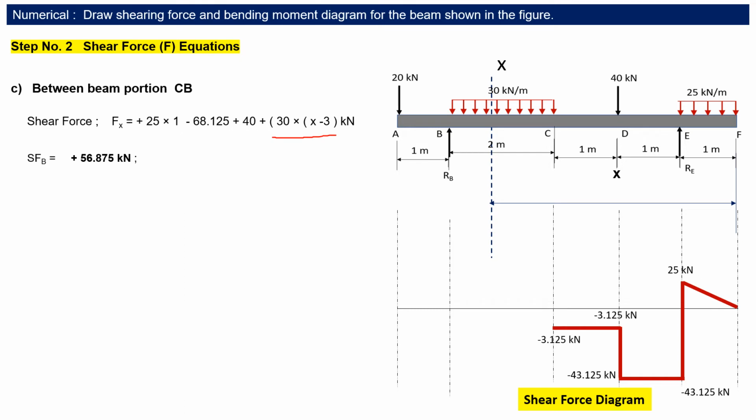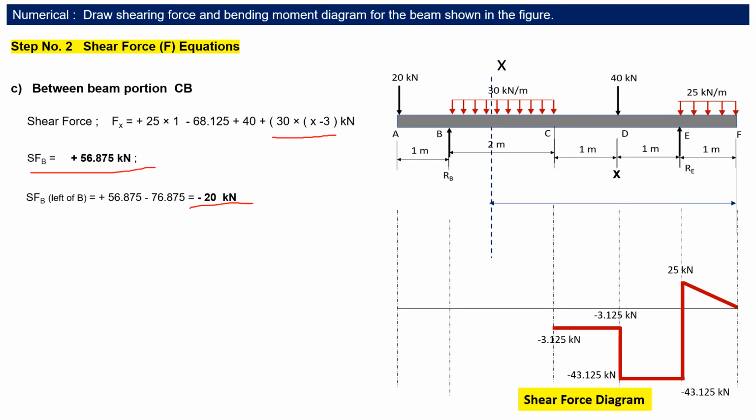Now, since a UDL is acting and the equation is of first degree, the shear force diagram will be an inclined line. First of all, shear force at B we can calculate by putting x equal to 2 plus 1 plus 1 plus 1, that means 5 meters. When we put x equal to 5 meters, we get shear force 56.875, a positive value. And shear force just left of B, we have to take the RB reaction into consideration, which was 76.875, so ultimately you get minus 20 kilonewton. So shear force just right of B is plus 56.875, and just left of B it is minus 20.